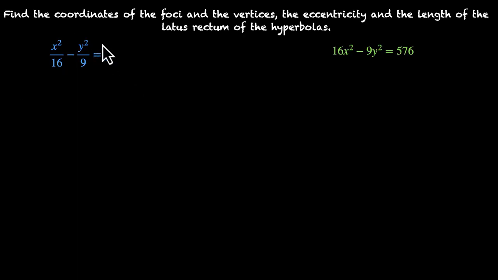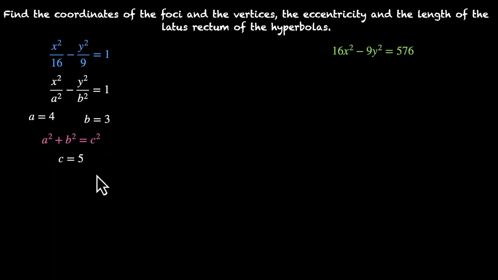Let's pick this one first. Let's compare this with the standard equation x squared by a squared minus y squared by b squared equals 1. Here the coefficient of x squared is positive, which means the foci and the vertices will be on the x-axis. So on comparing, a is 4 and b is 3. Now when we know a and b, we can figure out c, that's equal to root of a square plus b square. That's going to be 5.